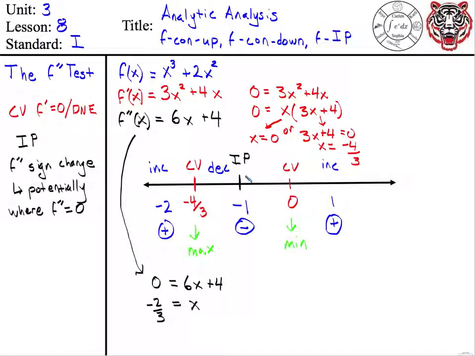The inflection point is not at negative 1. Maybe I should move the negative 1 over as well. So, inflection point, what was the value right here? Negative 2/3.